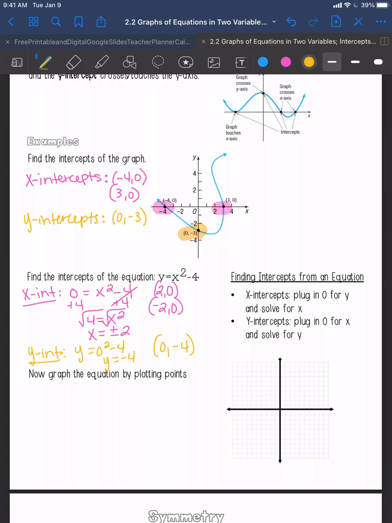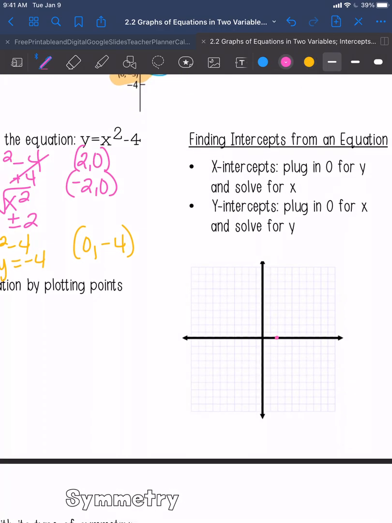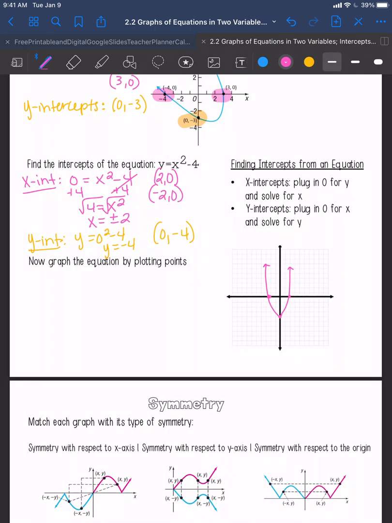And it says now graph the equation by plotting points. If you have the intercepts, it is easiest to just plot the intercepts. And then if you have to plot additional points, you can determine if you need to from there. But let's just plot (2, 0), (-2, 0), and (0, -4). So again, there we have a parabola where its turning point, or its vertex, is at (0, -4).